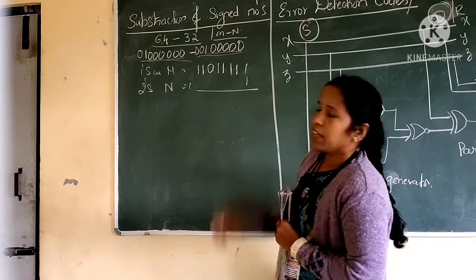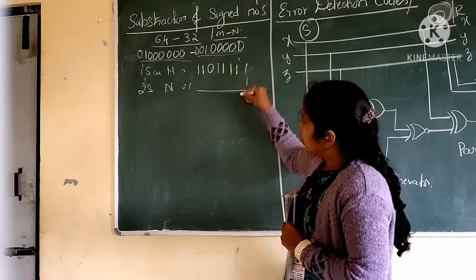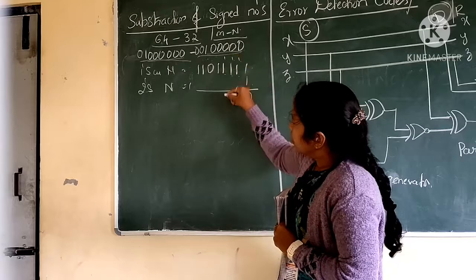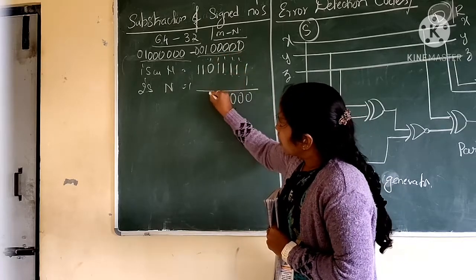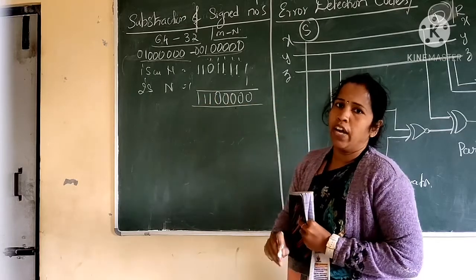The 2's complement is obtained by adding 1 at the least significant bit. Now 1 plus 1 is 0 with carry 1, and this repeats down the bits. Now 1 1 1. So this is the 2's complement of N.